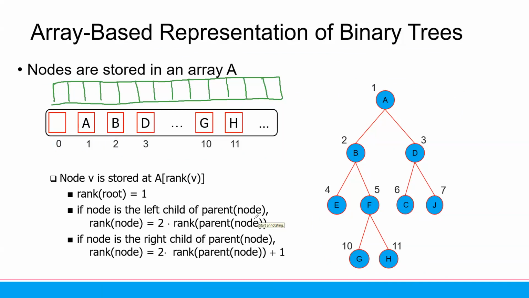Okay. Node P is stored at A, rank V. What does it mean by rank of V? First, the rank of the root equals 1. Then we will put A into the array index 1. It means I will put A here.